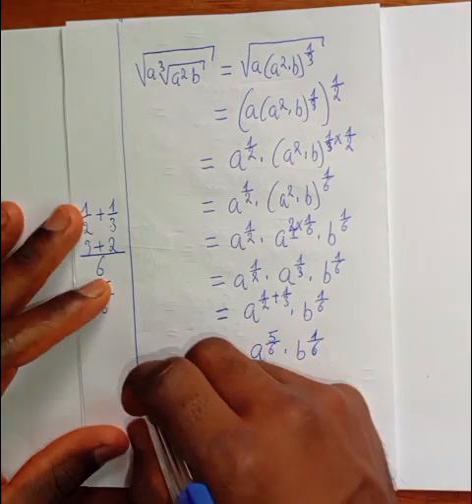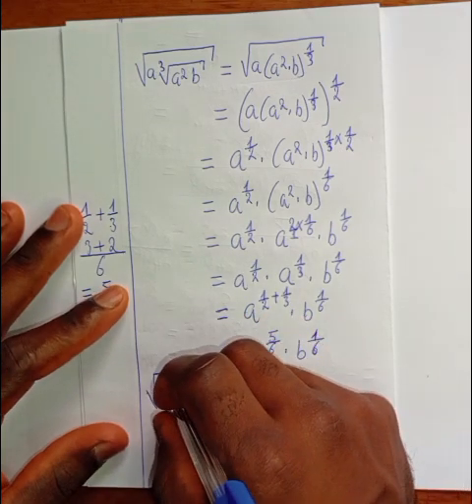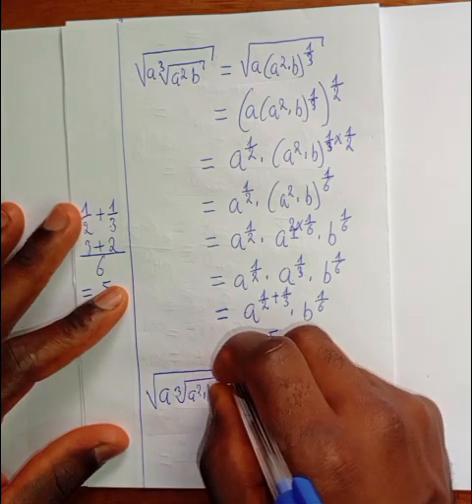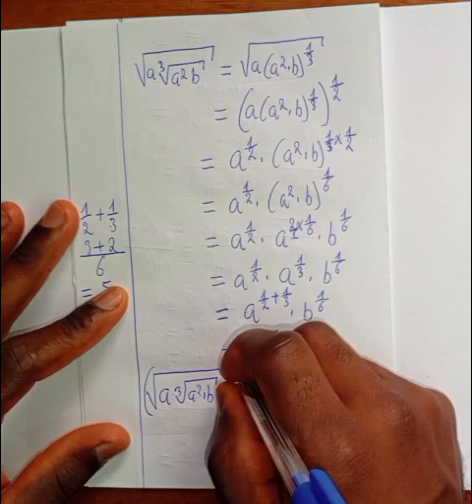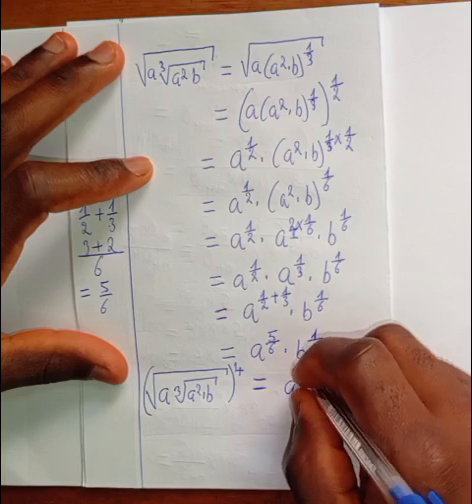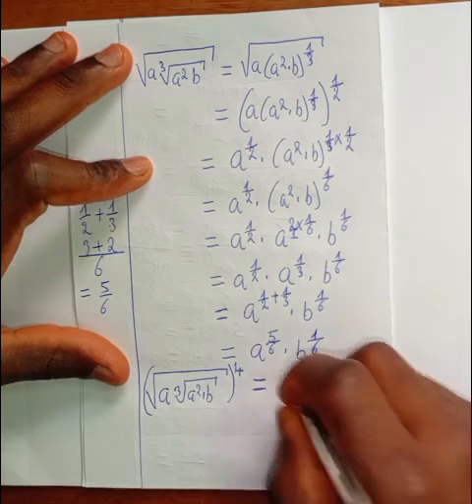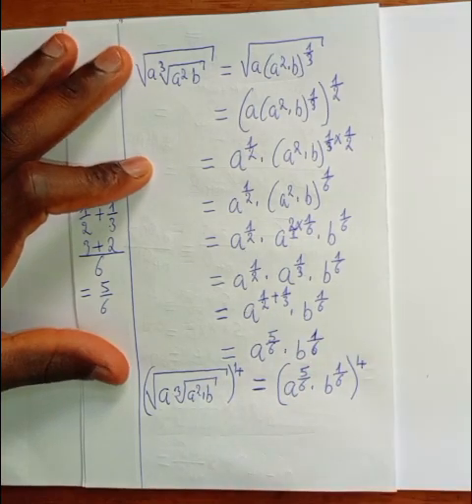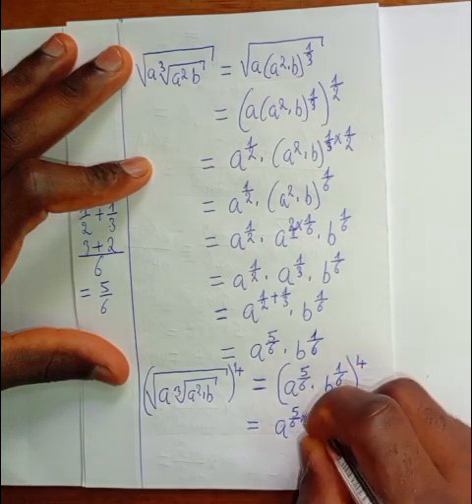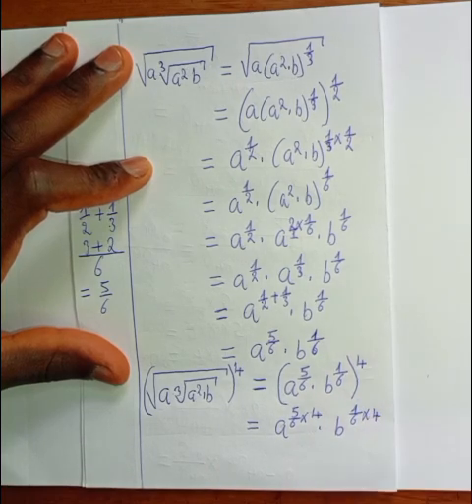Now if we take the square root of a times the cube root of a squared times b, and we raise this all to the power 4, this will simply be equal to a raised to the power 5 over 6 times b raised to the power 1/6, all this raised to the power 4. This will be equal to a raised to the power 5 over 6 times 4 times b raised to the power 1 over 6 times 4.